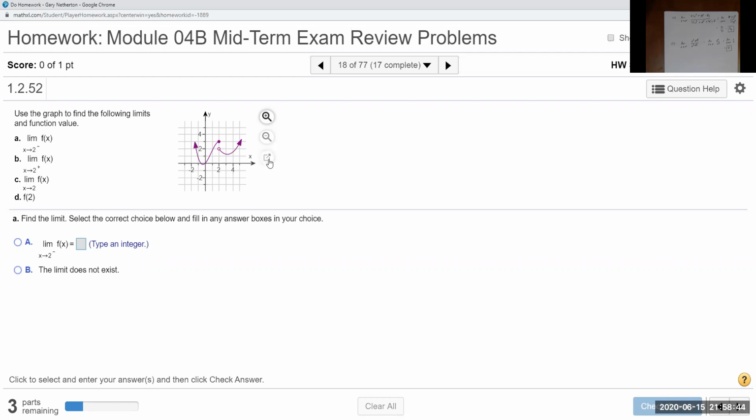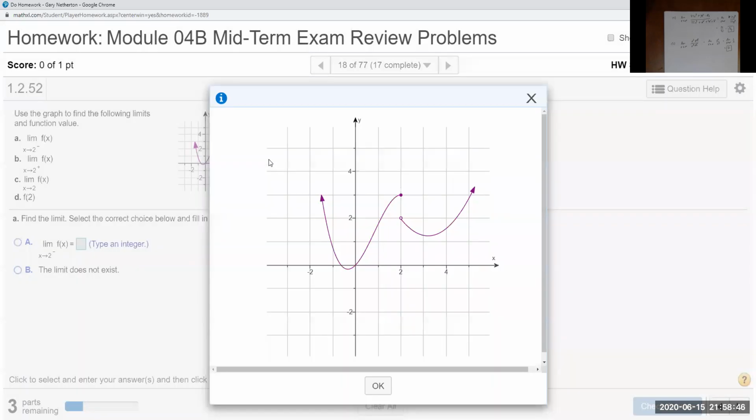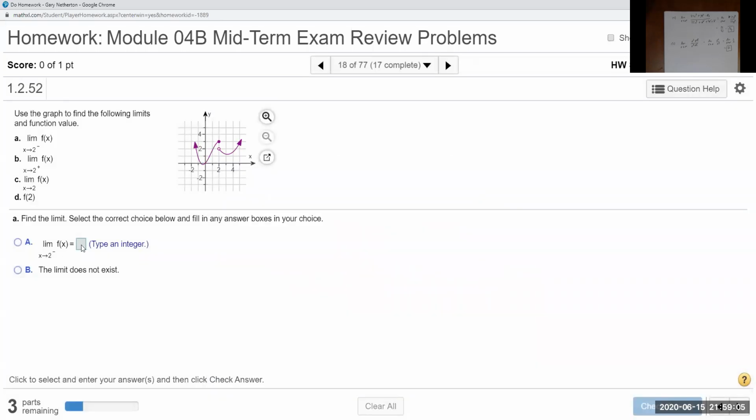First thing we're going to look at is we're looking at the limit of the function as x approaches 2 from the negative side. So here's x approaching 2. So from the negative side, what's the function approaching? It's approaching 3. So I'm going to put a 3 in here.